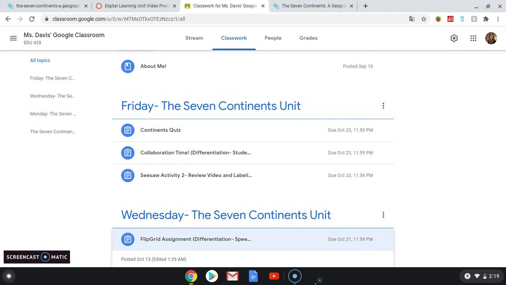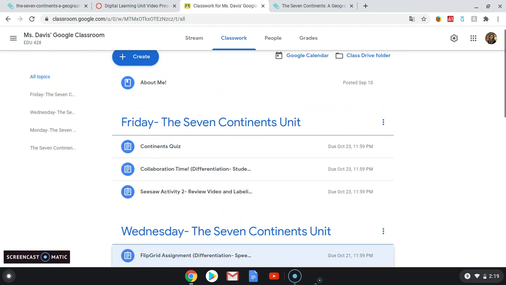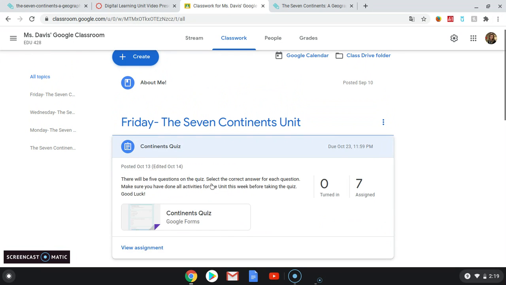And on the fourth day, it was more of a review type day before we did the quiz. I wanted students to collaborate, which is why I did the Google Slides. I wanted them to learn from each other and get insight on some of the others' ideas. So maybe they could say, oh, that's a really good way to think about that continent, and it would help them on the quiz, which is the last thing that they would do, the Google Forms quiz.